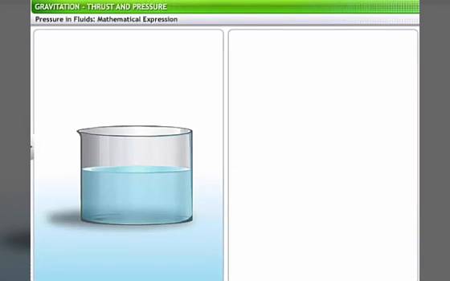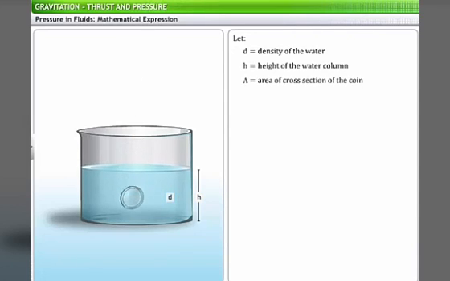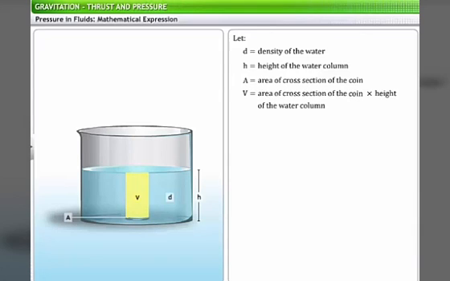So, how do we calculate pressure in fluids? To derive an expression for pressure in fluids, let's consider a beaker filled with a fluid, say water, of density d, to a height h. Drop a coin with the area of cross-section A into the beaker. The volume of the water column above the coin, V, is equal to the area of cross-section of the coin multiplied by the height of the water column. This gives us equation 1. Volume V is equal to A multiplied by h.